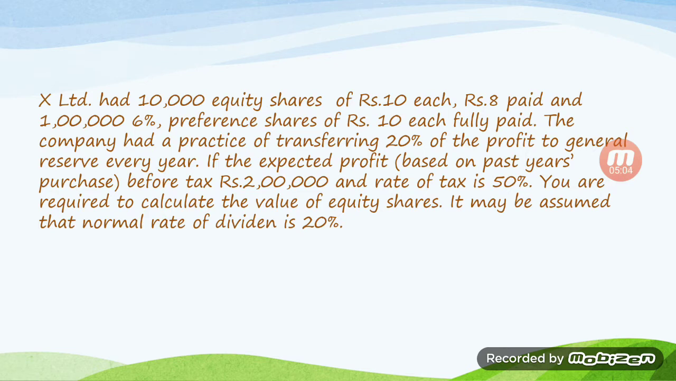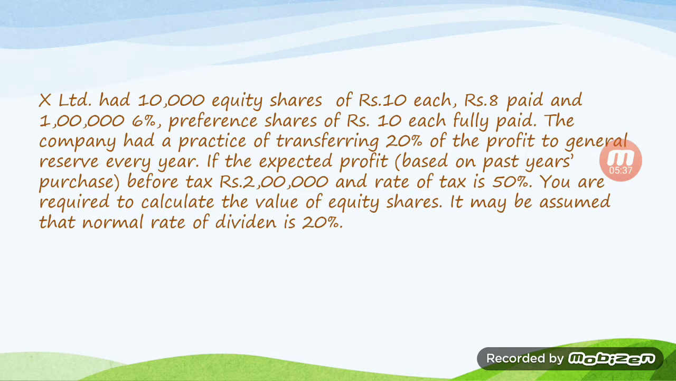Question number 1. X Limited had 10,000 equity shares of rupees 10 each, rupees 8 paid, and 1 lakh 6% preference shares of rupees 10 each fully paid. So X Limited has two types of share capital. One is equity share: number of shares is 10,000, face value of the share is 10, whereas only rupees 8 is paid. The second type is preference share capital: 1 lakh shares, 6% is the rate of dividend, 10 rupees is the face value, and fully paid.